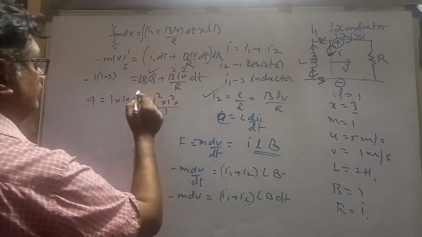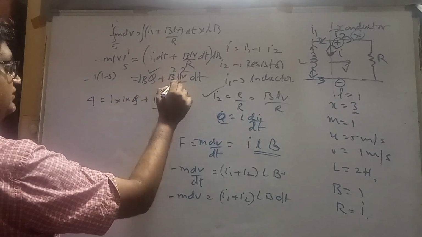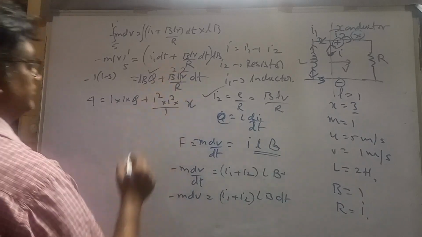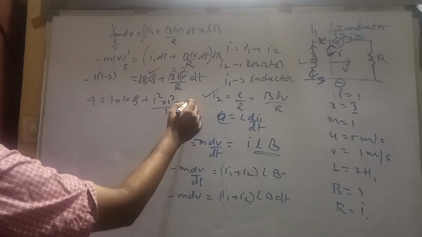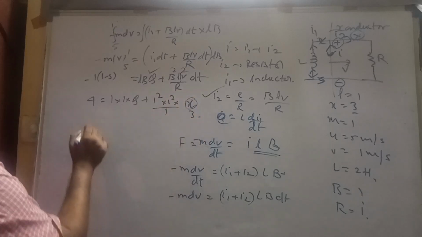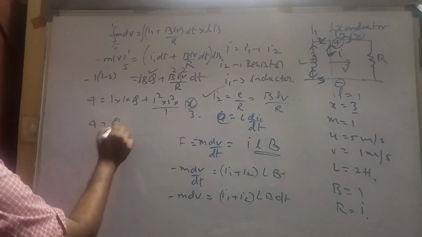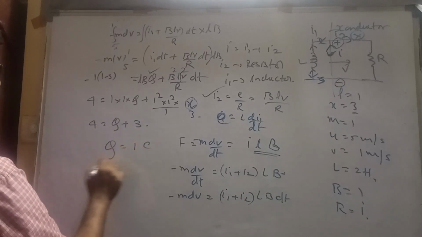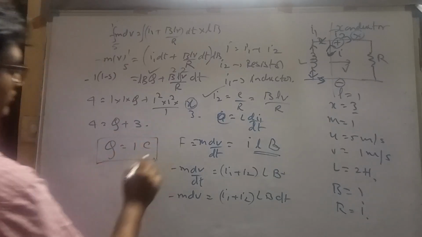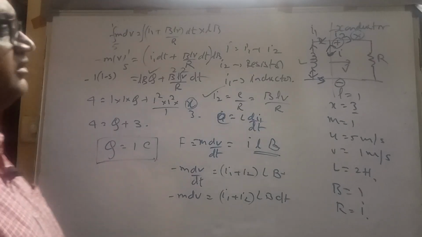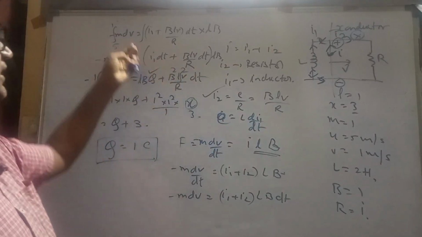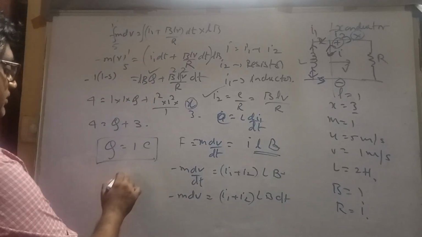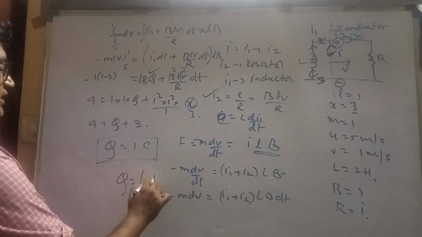Now integration of v dt, what does it give? Integration of v dt will give us displacement, which is given as 3. So 4 plus 4 is equal to q plus 3, so q is equal to 1 coulomb. That's how we can solve. Basically, we have written this in the integration format, and we have calculated the q value using the formula q is equal to integration I dt.